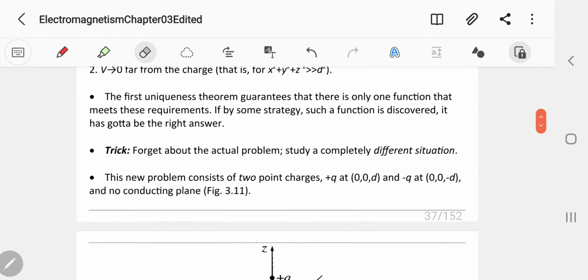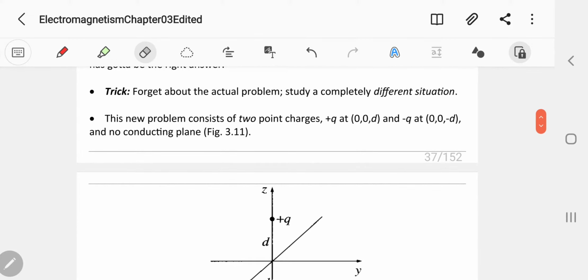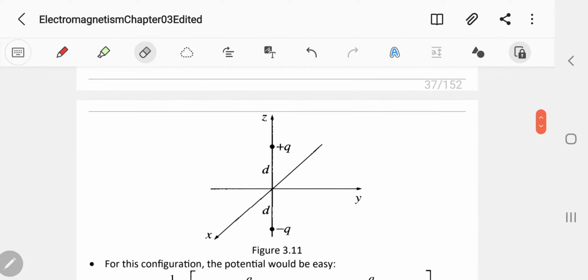So let's try this situation. We forget about the original problem. Say we put two charges. One charge would be up here and the other charge would be down here. The one up here is positive and the other one is negative, and they are both a distance d from the origin.